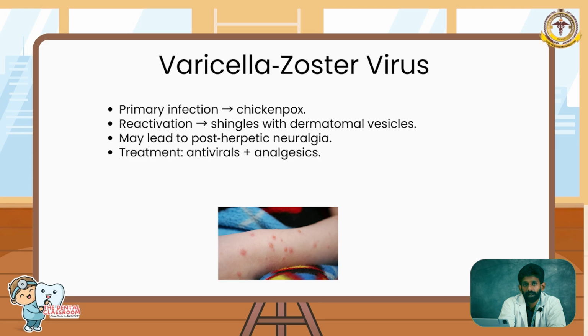Varicella zoster virus. The primary infection that varicella zoster virus causes is chickenpox and reactivation may cause herpes zoster. This is known as shingles. The patient presents with a painful dermatomal vesicular rash and may develop post-herpetic neuralgia. The treatment is again antivirals and analgesia.